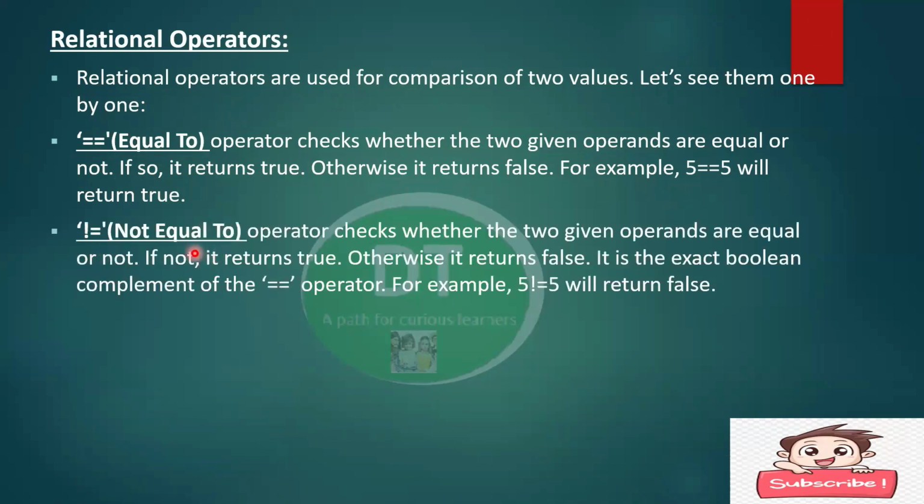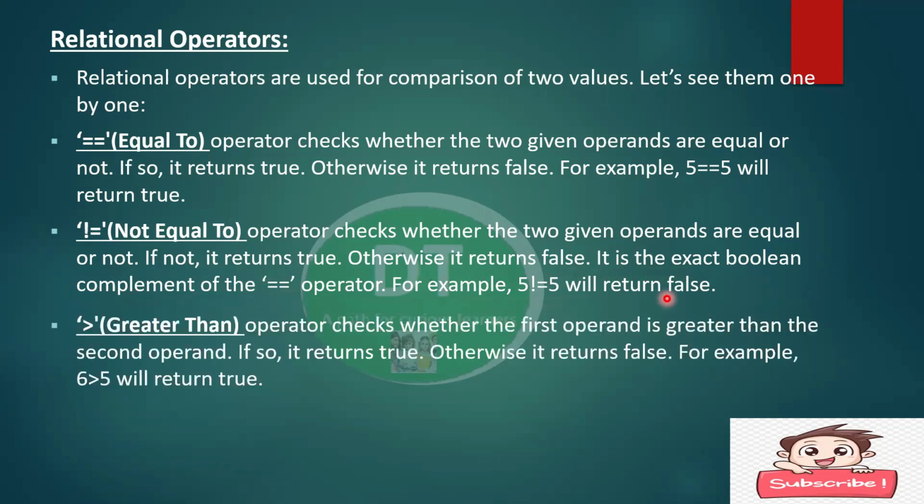Not equal to. The not equal to operator checks whether the two given operands are equal or not. If not, it returns true. Otherwise, it returns false. It is the exact Boolean complement of the equal to operator. For example, 5 not equal to 5 will return false.